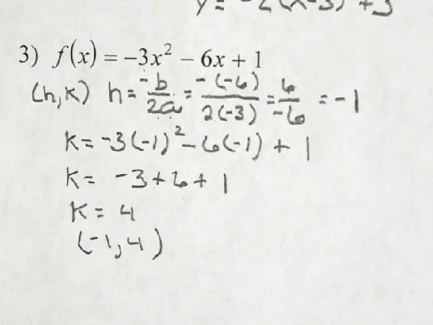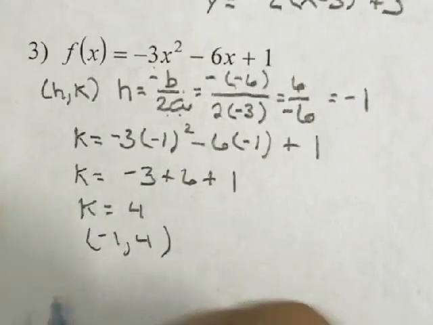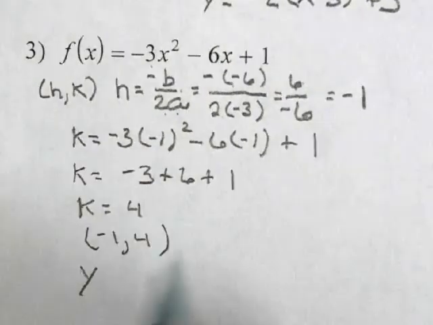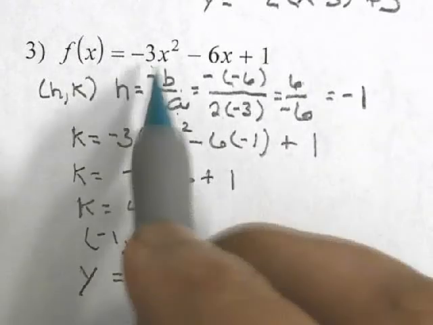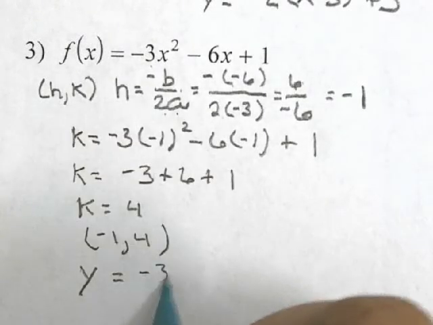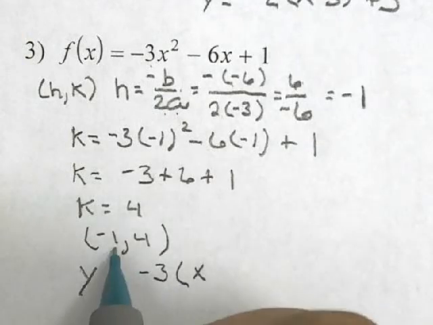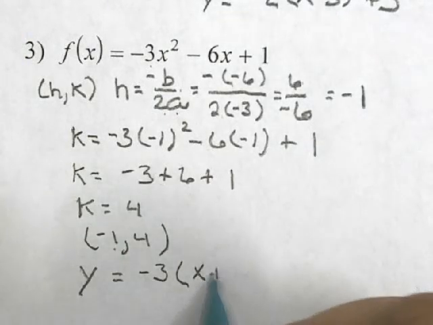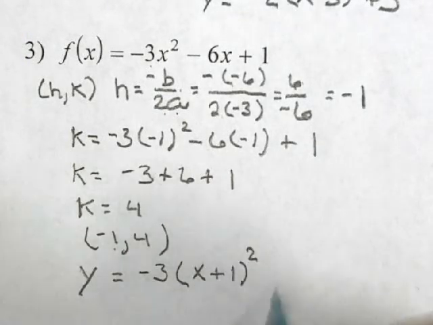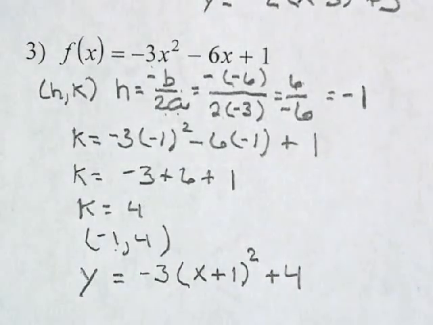Now, let's put it in vertex form. So it'll be y equals a is negative 3 times x. Alright, h is negative 1, so that's going to be plus 1 squared plus 4. And there it is in vertex form.